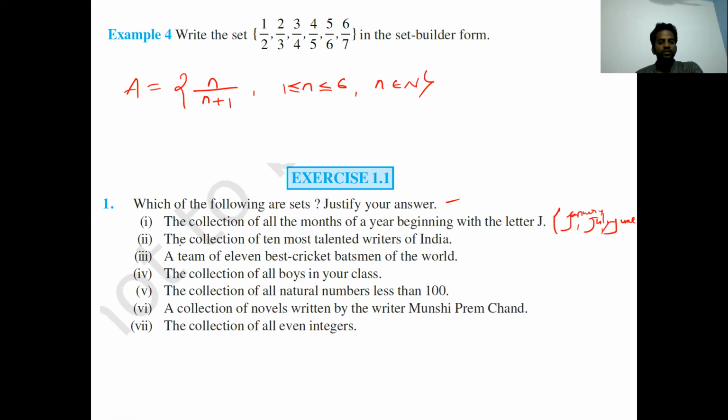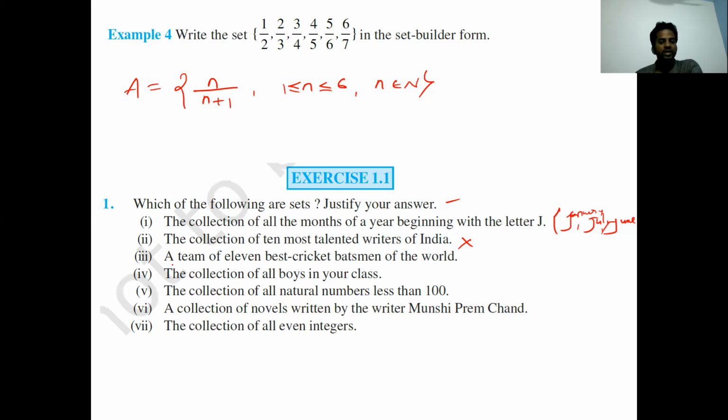See the second one, the collection of 10 most talented writers in India. It is not a set. Why? Because 10 most talented writers of India changes from person to person. In my point of view, the 10 most talented writers are different, and for another person also they are different. It depends on the person, it is an opinion, it will change. Therefore, this collection is not a set.